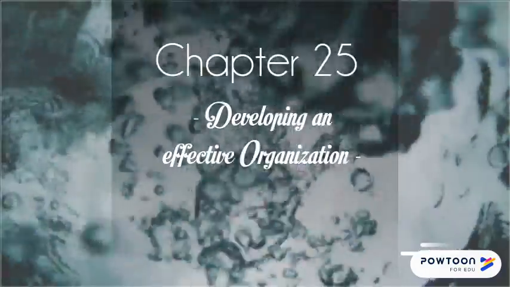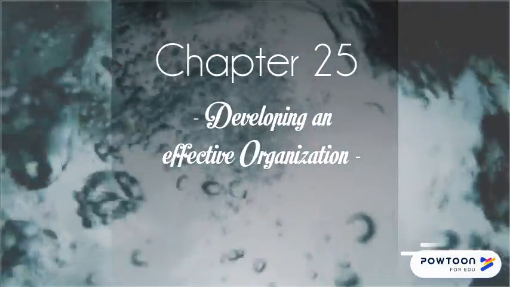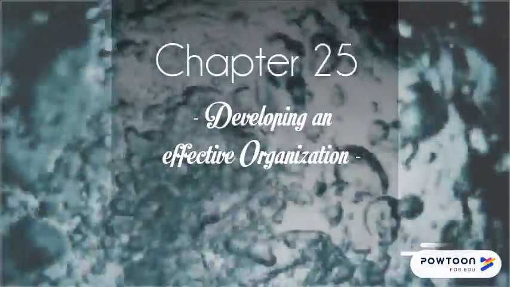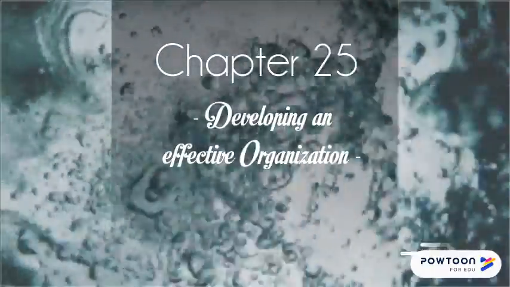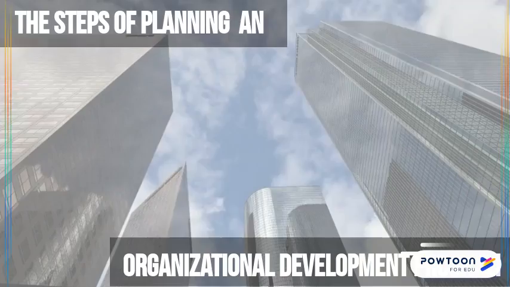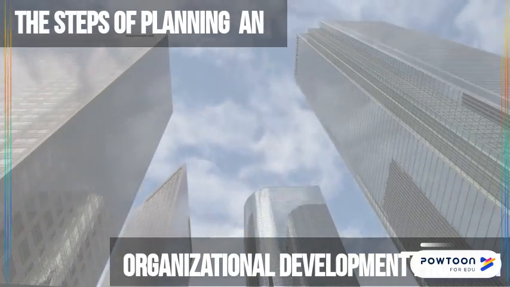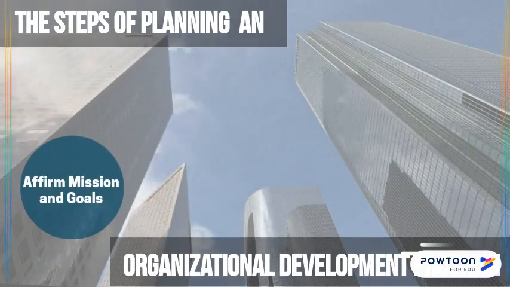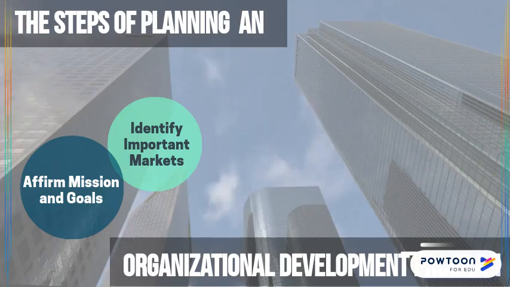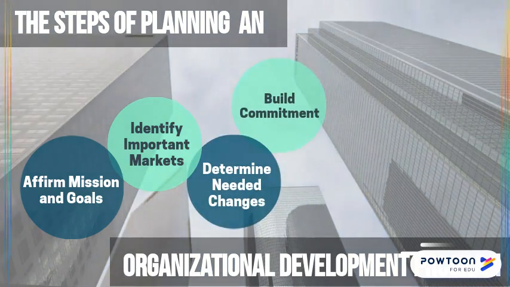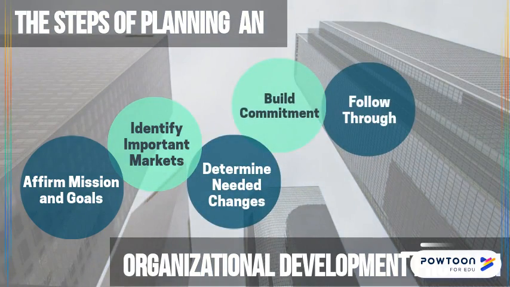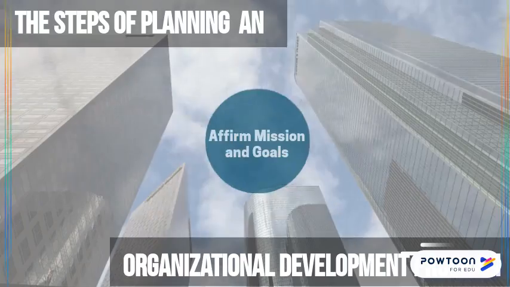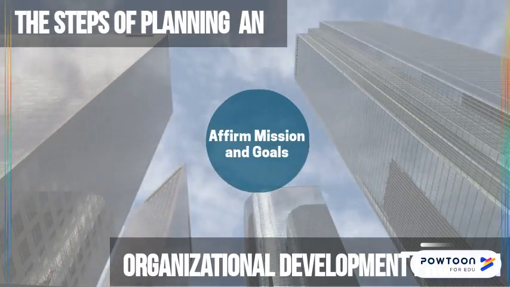Chapter 25, Developing an Effective Organization. There are 6 steps to planning an organizational development program. First, affirm mission and goals, identify important markets and products, determine needed changes, build commitment, follow through, and incorporate the change. Affirmation of the mission and goals of the organization is critical.